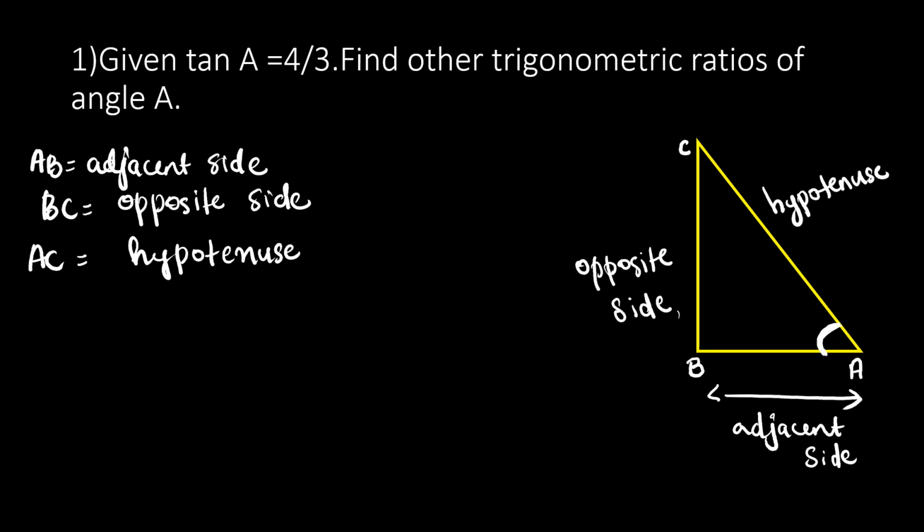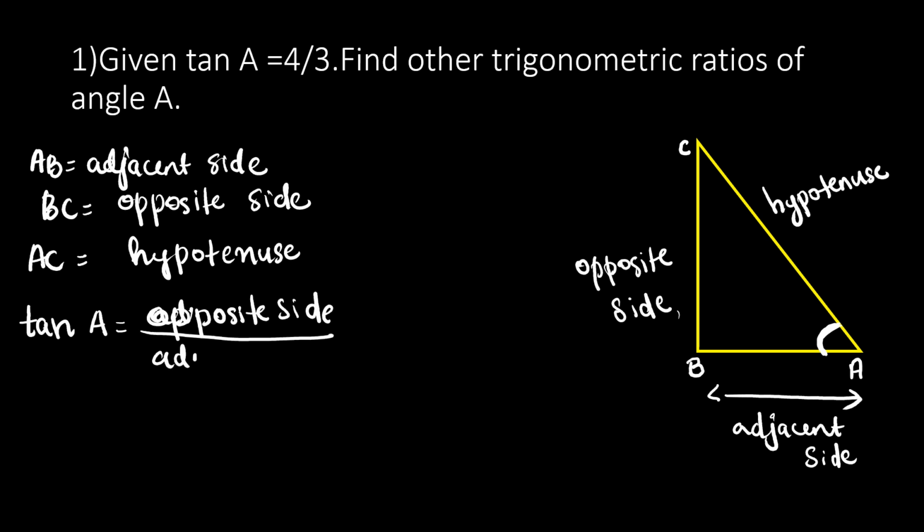Okay. Now what is given? Tan A equal to 4 by 3. From the previous slide we learned what is tan. Tan A is opposite side divided by adjacent side. Now in this given figure, which is the opposite side of angle A? That is BC. BC divided by what is the adjacent side? Adjacent side is AB. Okay.